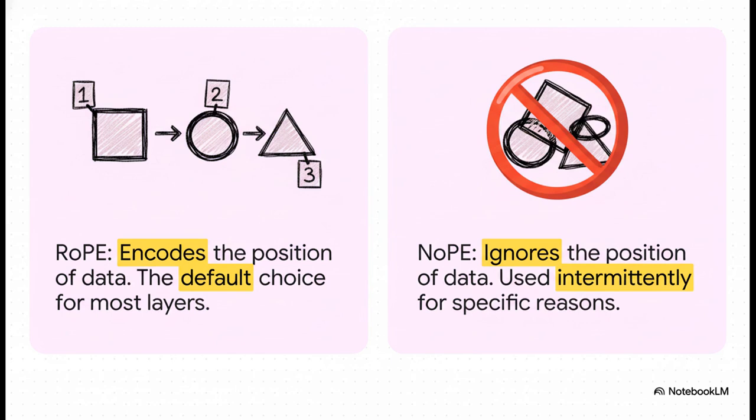On one hand, you have ROPE, which stands for Rotary Positional Embedding. This is the default, and it encodes the position of each word right into the data. But then you have this other option, NoPE, or No Positional Embedding, and this one forces the layer to completely ignore the word order. So why on earth would you ever want to do that?